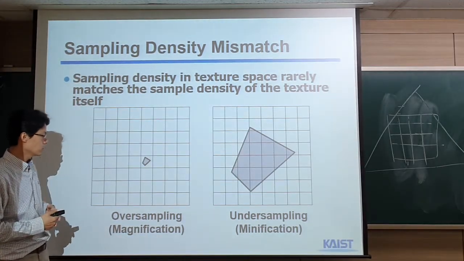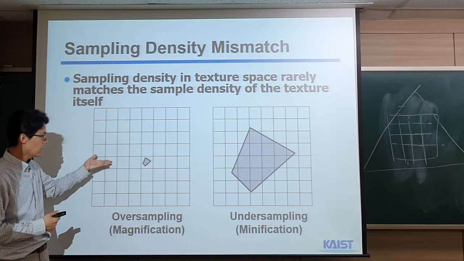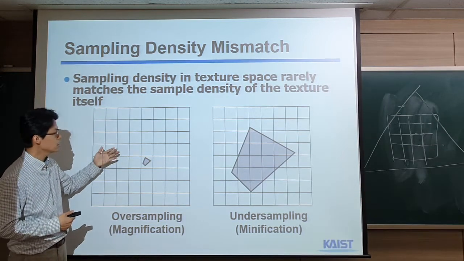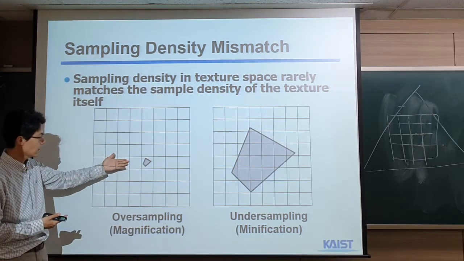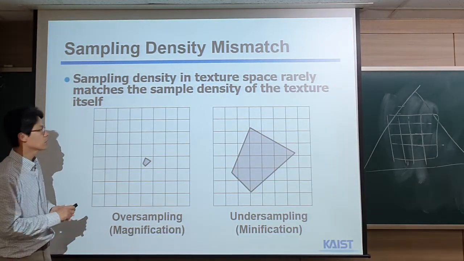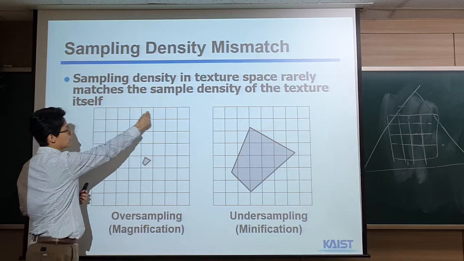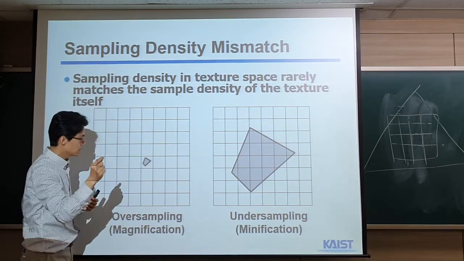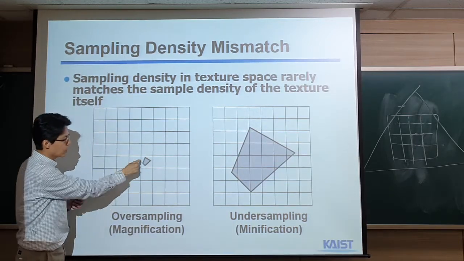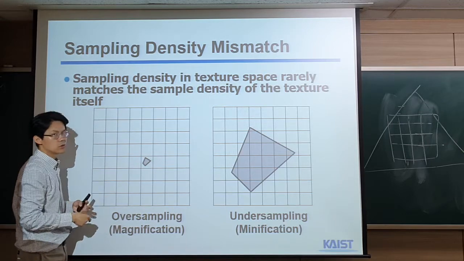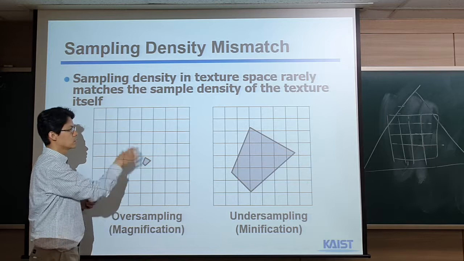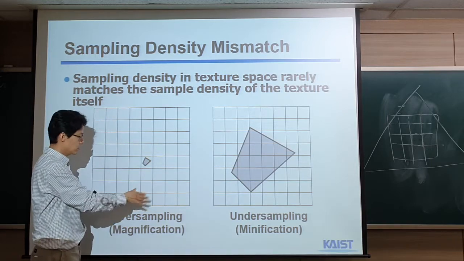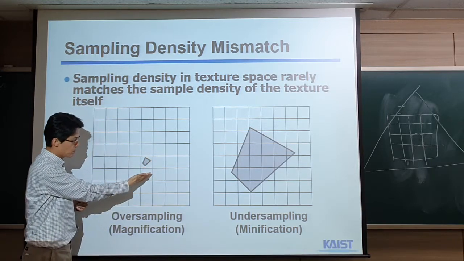This issue happens when you magnify the triangle a lot, and we have to say that it's an oversampling issue. In other words, we have some sort of texture information in each texel, but we need to request more information compared to the content stored in the texture map. So that's why we call this the oversampling issue.